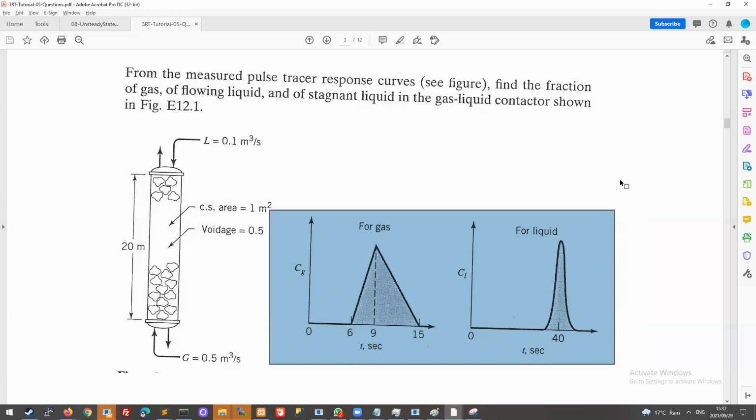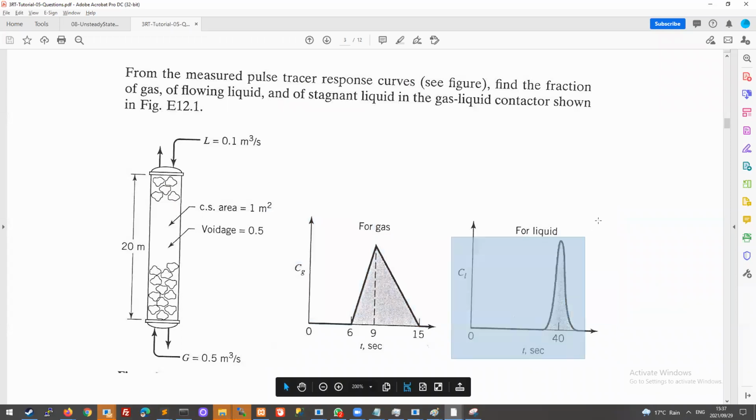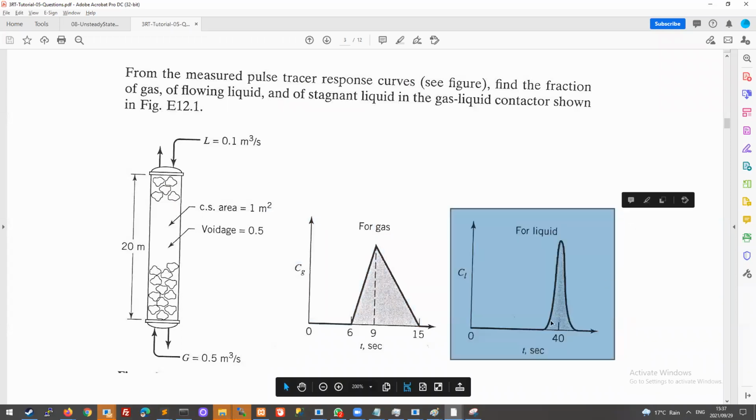In fact, you need a bit of experience in hydrodynamics to know how hard this problem is to solve. Right, and now let's talk about how to solve it. Well, number one, for the liquid, this is a thin distribution. It looks like the average age here is 40.